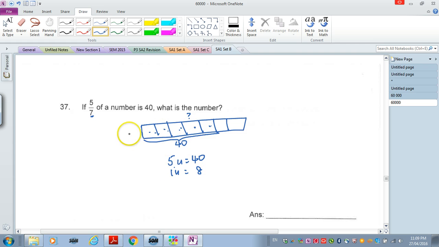And what is the number? The number is the 7 units. So 8 times 7 is 56. So the answer is 56.